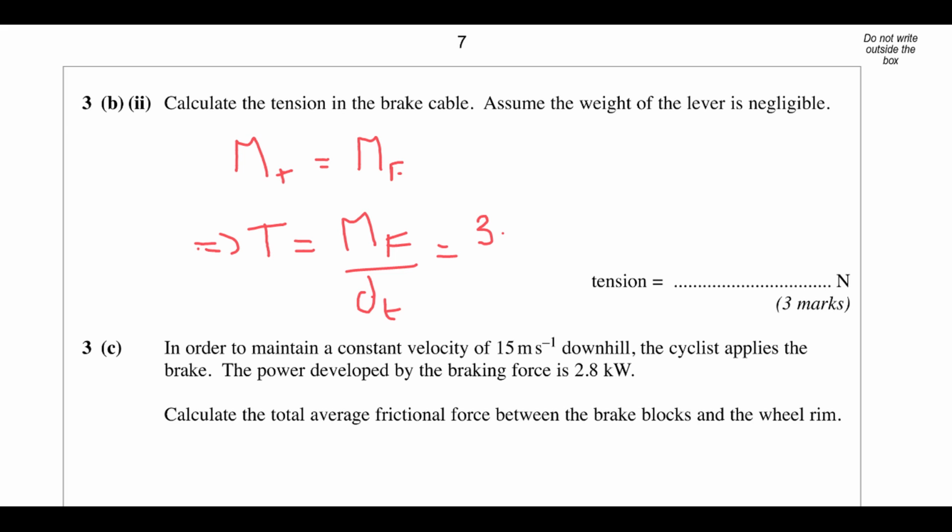So it's 3.85 was the moment, unrounded. The distance for the tension is 25 millimeters, so 25 times 10 to the minus 3. And when we calculate that, what we get is 0.15 times 10 to the 3, so essentially 154. So to two significant figures, that would be 1.5 times 10 to the 2 newtons.